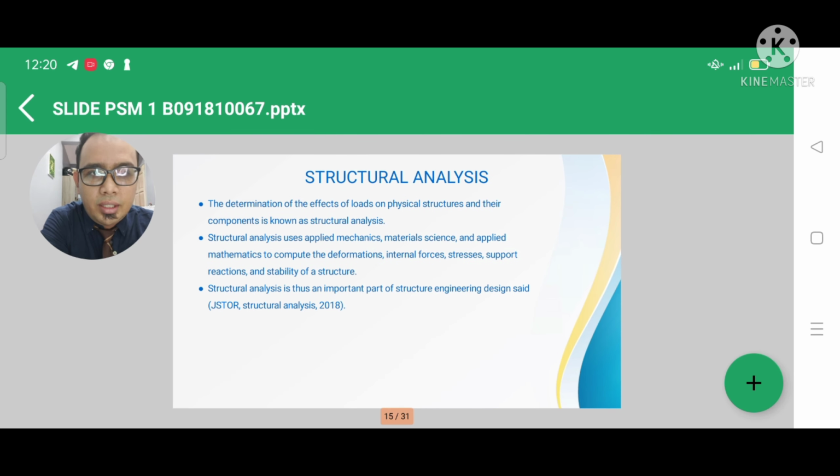The structural analysis. The determination of the effect of load on physical structures and their components is known as structural analysis. Structural analysis uses applied mechanics, material science, and applied mathematics to compute the deformation, internal force, stress, support reaction, and the stability of the structure. Structural analysis is thus an important part of structural engineering design, said Gestor Structural Analysis 2018.